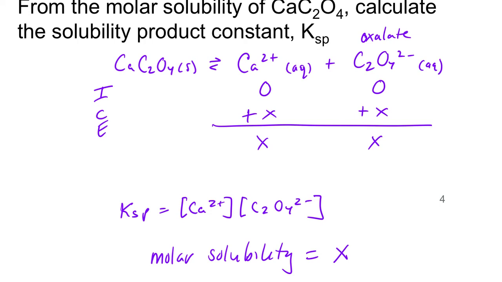What this says for this specific problem is that when we dissolve calcium oxalate and it gets to equilibrium, we're going to have 4.8 times 10 to the minus 5 moles per liter of calcium ion and 4.8 times 10 to the minus 5 moles per liter of oxalate ion in solution.